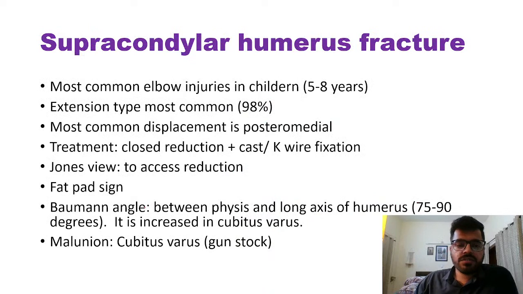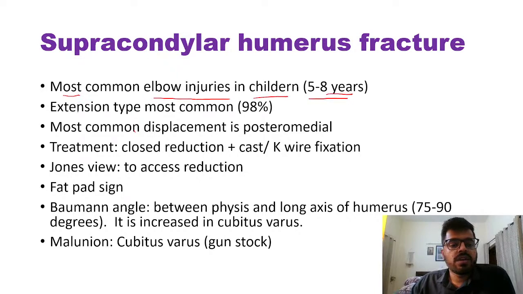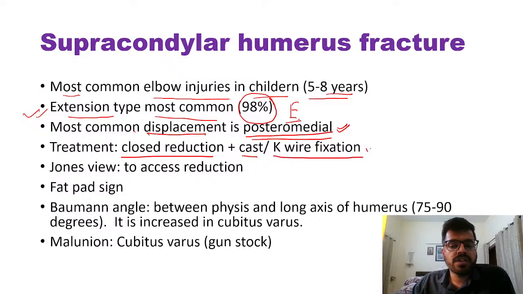Supracondylar humerus fractures. These are the most common elbow injuries in children 5 to 8 years, and extension type is the most common. More than 98% are extension type. Most common displacement is posteromedial. Treatment is closed reduction plus cast or closed reduction and K-wire fixation. Closed reduction, percutaneous pinning. Either of the two can be done.